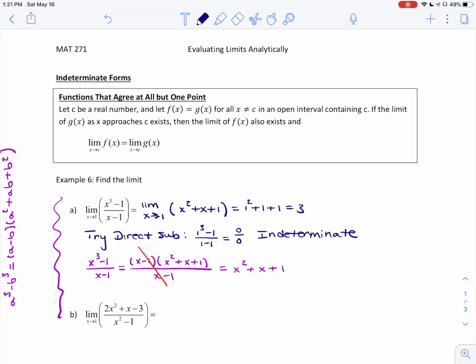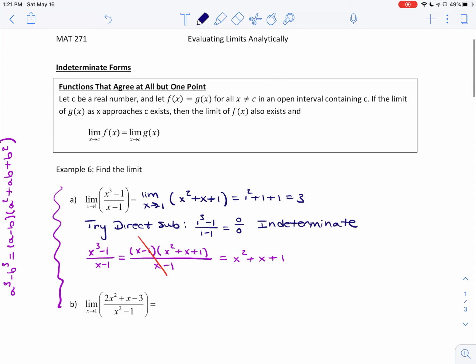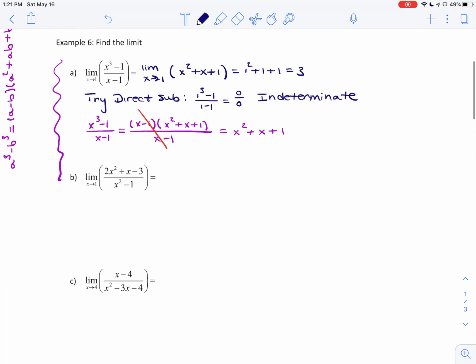Okay, so if you get an indeterminate form, so 0 divided by 0, when you first try and plug it in, then simplify your function and use that simplified function to find your limit. Go ahead and look at another one.